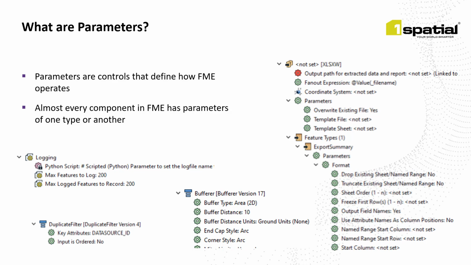And actually, a lot of the time, we don't want to change those values. Often, the default values are exactly what we need. So, for example, logging a maximum of 200 features, that's usually just fine for what we need to do. But sometimes changing values can be really helpful. So something like the buffer distance. Being able to change that value each time we run the workspace might be really useful and make our workspace more generic, easier to reuse, and easier for others to use too.